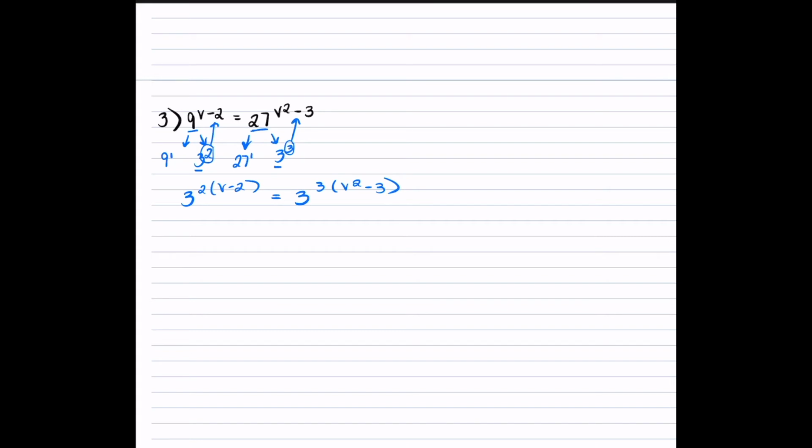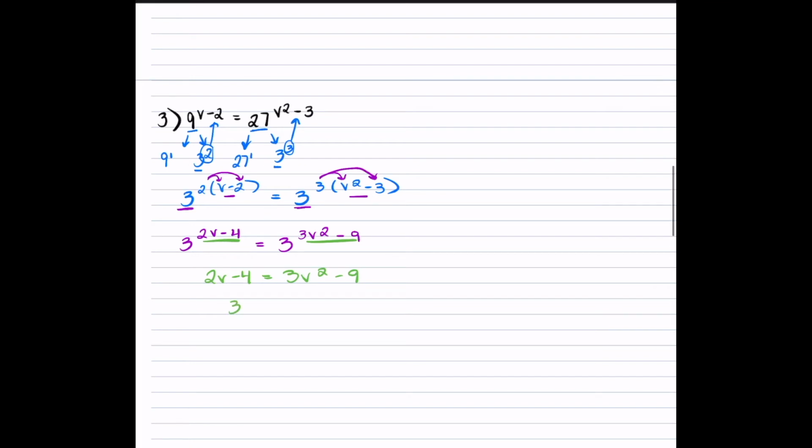Now that we have similar bases, we can distribute the 2 and the 3 and then set the exponents equal to each other. So let's just distribute first. So we got base of 3, 2v minus 4 equals base of 3, 3v squared minus 9. Now let's set the exponents equal to each other. 2v minus 4 equals 3v squared minus 9.